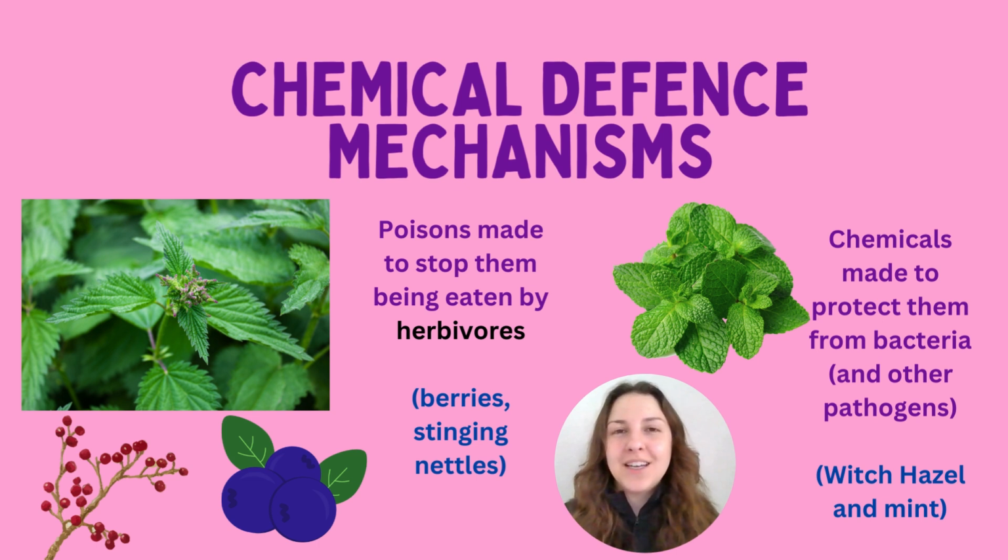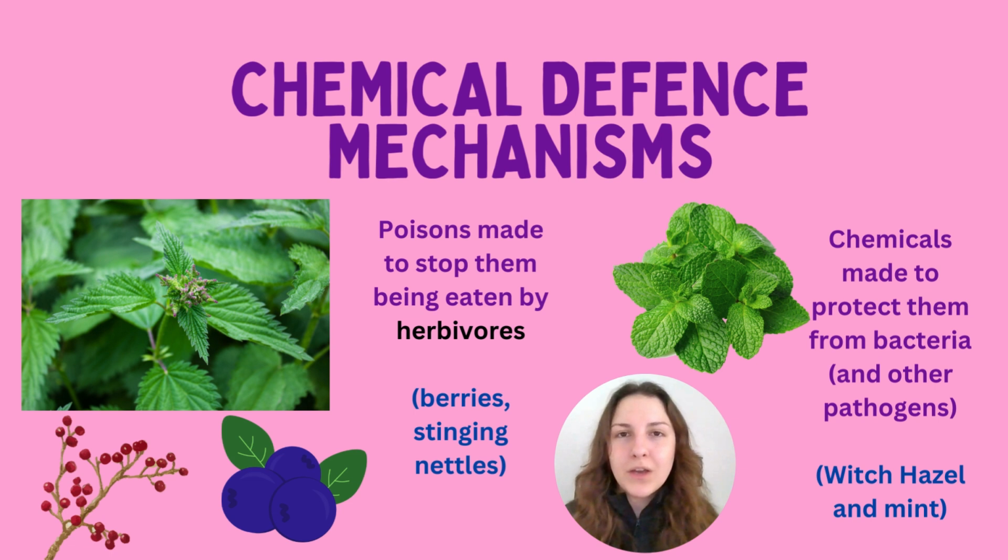And then also we have this idea of chemical defense mechanisms. Some plants have this amazing ability to produce poisons or chemicals that stop them being eaten by herbivores. A good example of this would be the stinging nettle. If you've ever accidentally brushed past a stinging nettle, you'll know how itchy and irritating they can be. It's a chemical that causes the animal or the herbivore to not want to eat them because they feel pain, essentially.